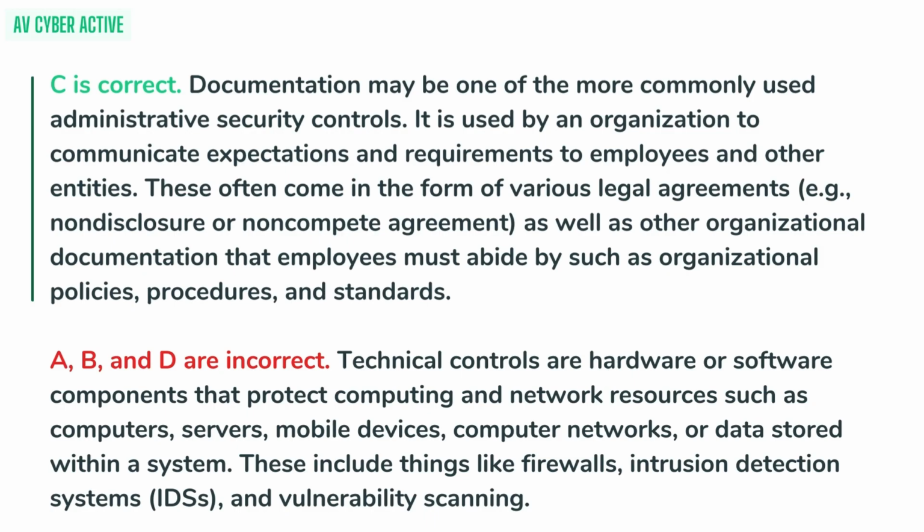A, B, and D are incorrect. Technical controls are hardware or software components that protect computing and network resources such as computers, servers, mobile devices, computer networks, or data stored within a system. These include things like firewalls, intrusion detection systems, IDSs, and vulnerability scanning.